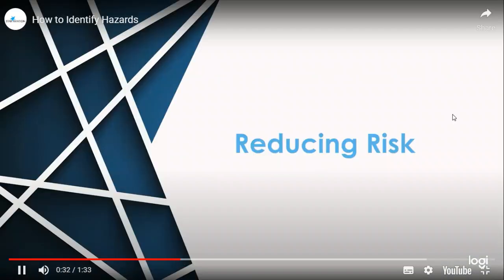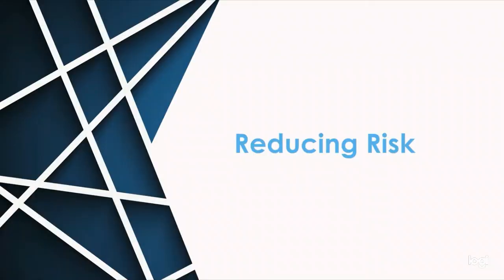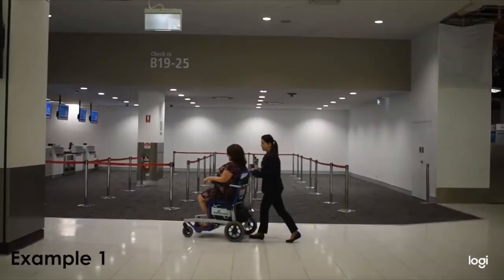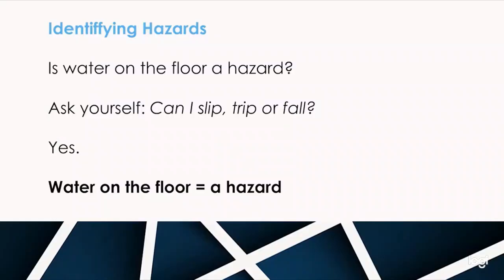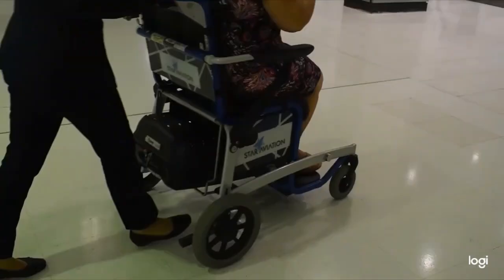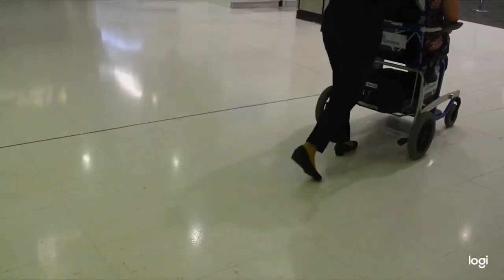Once you identify hazards, it is now time to identify controls and measures to reduce risk. For example, when pushing a wheelchair, you notice liquid on the floor. Can you slip, trip or fall? Yes. Make sure you always assess the environment whilst pushing the wheelchair and be aware of your surroundings. If you notice a hazard such as liquid on the floor, notify your manager immediately, who will then escalate to the relevant department. Avoid the liquid and continue with caution.